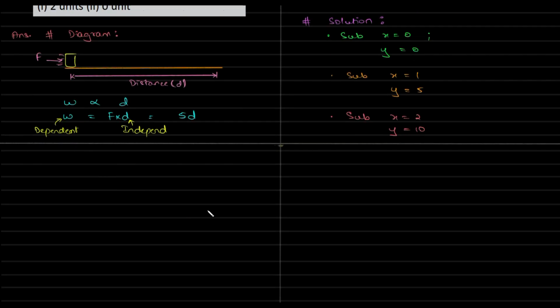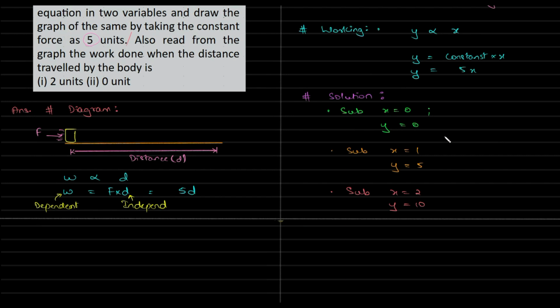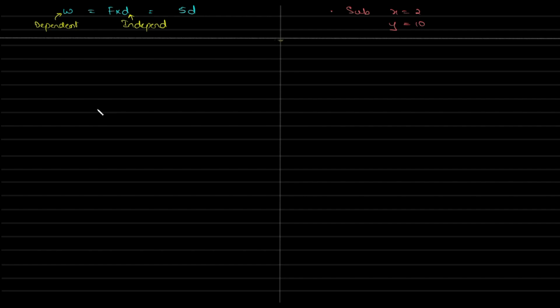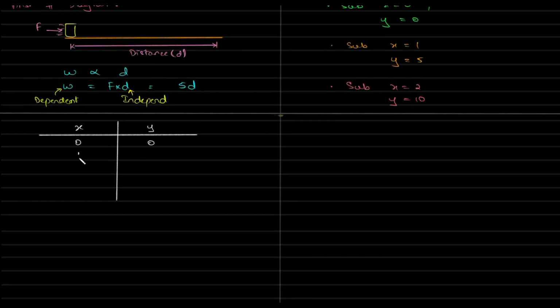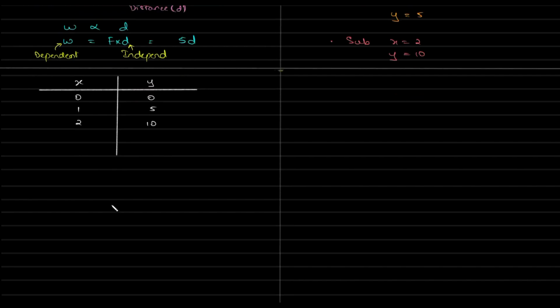And next is a small table which we can draw here itself, or we can draw it here also, it doesn't matter. It'll be near to the graph also. This is x, this is y. When this is 0, this happens to be 0. When this is 1, this is 5. When this is 2, this is 10. And at last, we have the graph.